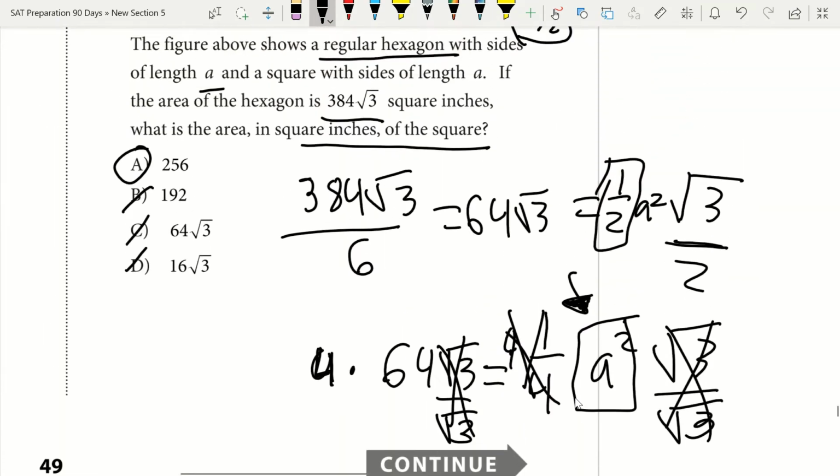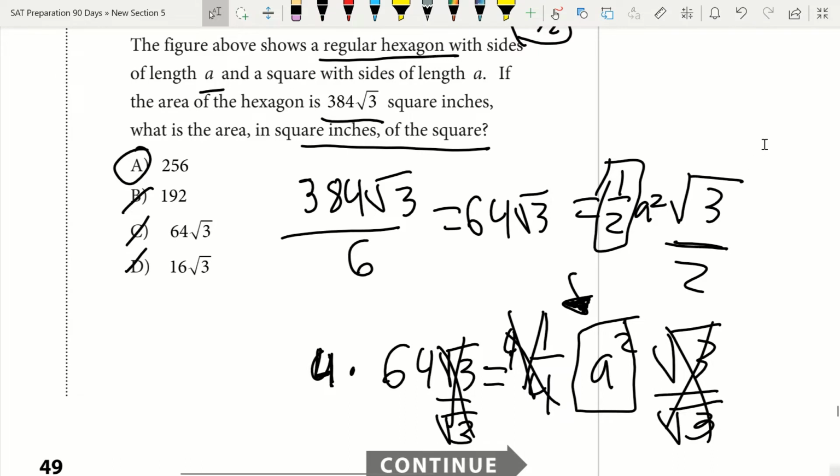So that takes us through our math section for today. With that, we're going to go ahead and switch over to our reading section.